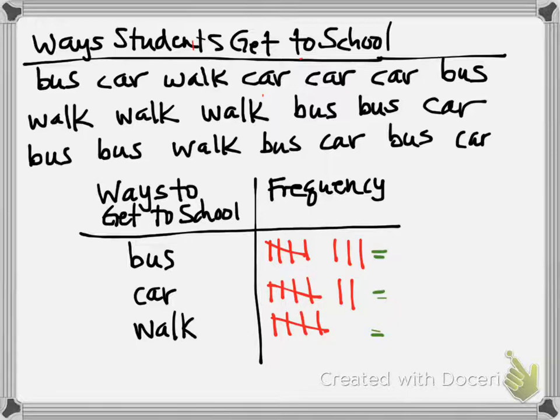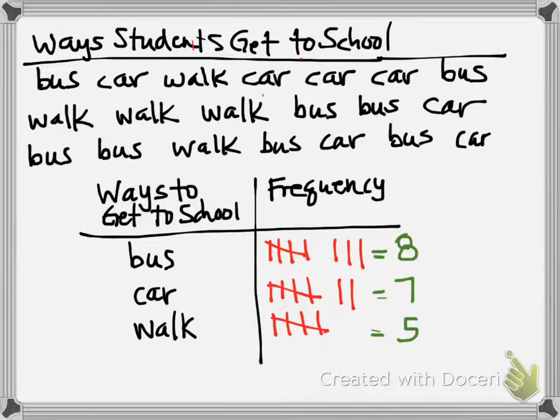So, what's the frequency for bus? 8. And for the car? 7. And for the walking? Okay. And we have that. So, the numbers that we got for each category was by counting. Grouping them in fives makes the counting faster to do. So that's a really good habit to get those bundles.